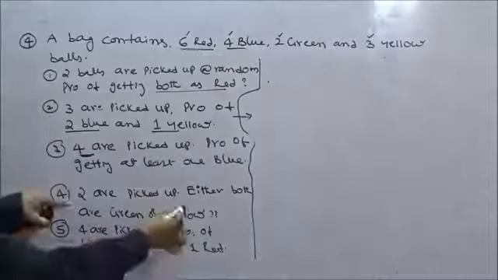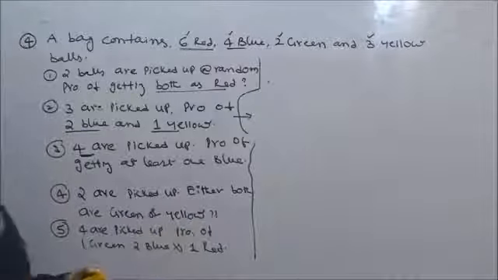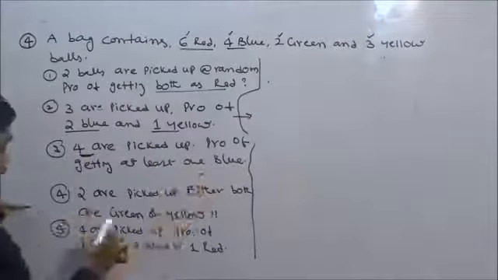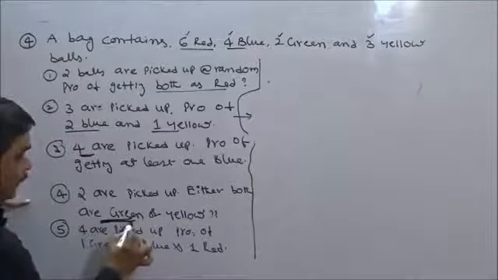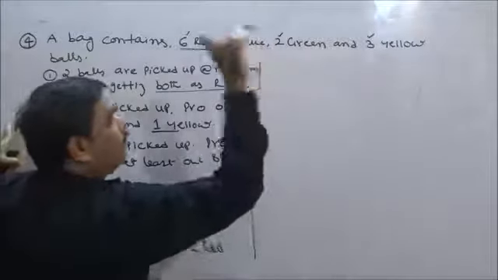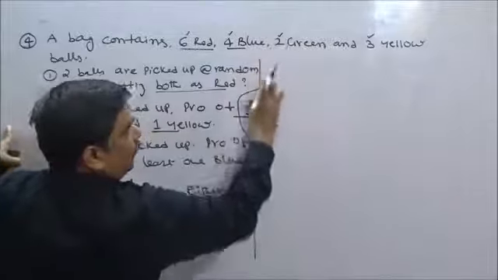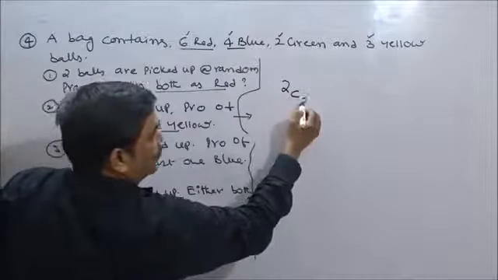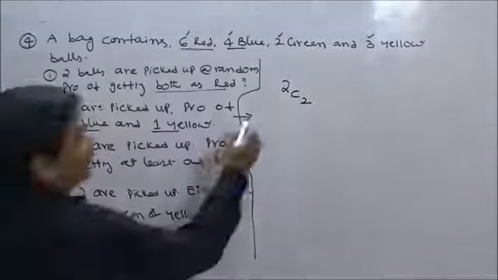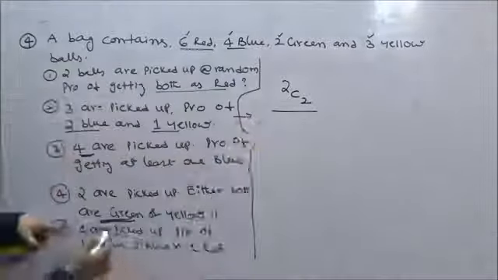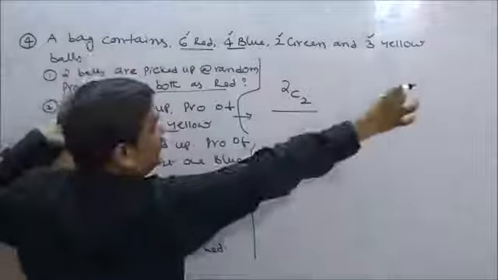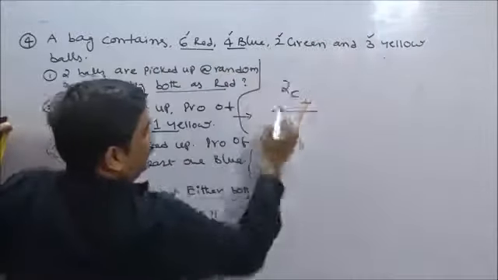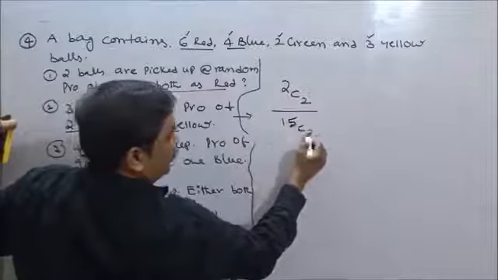Now, 2 are picked up. Either both are green or yellow. It is the OR condition. OR condition means the first case, either both are green. So, the probability of getting both green is, now here 2 are there, so clearly it should be 2C2, divided by what is the sample space here? When you are picking up 2, all the 15 should be considered, right? It should be 15C2.